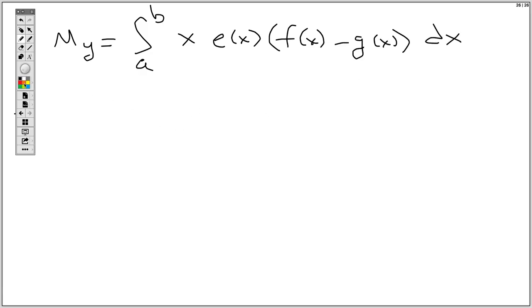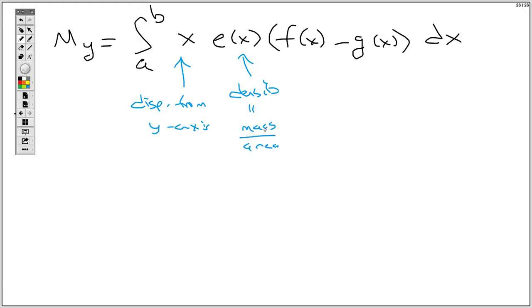And once again, how do you want to read the integral? This is your displacement from the y-axis. This is your density, which is mass per area. And this is your area. So at the end of the day, you've got displacement times mass, which is moment.